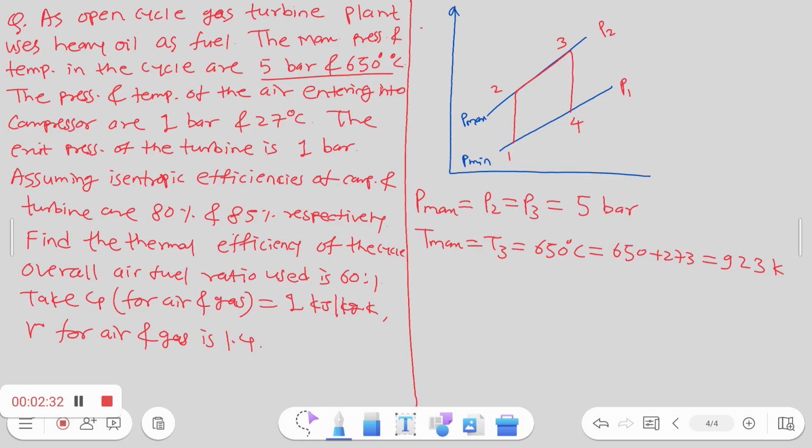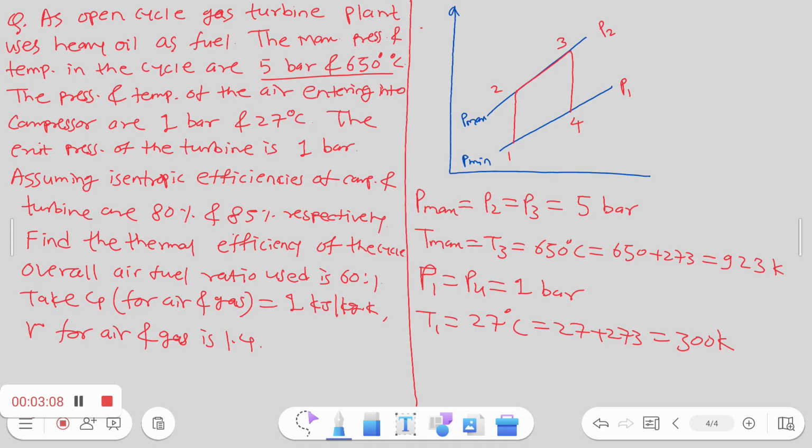Then next, the temperature of the air entering into the compressor. P1, which is equal to P4, which is equal to 1 bar. T1 is how much? 27 degrees centigrade is equal to 27 plus 273. How much? 300 Kelvin. Okay. The exit pressure is also 1 bar.